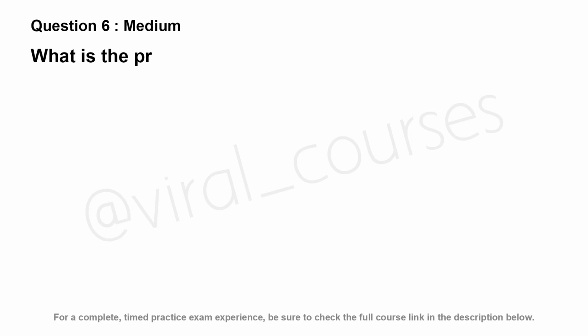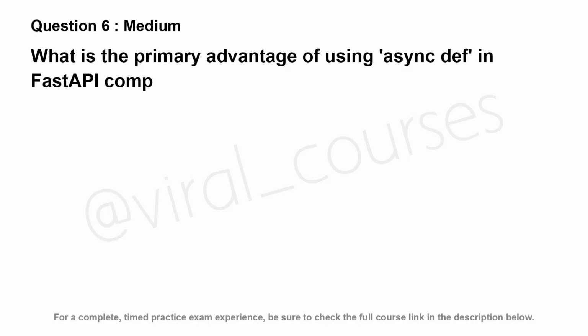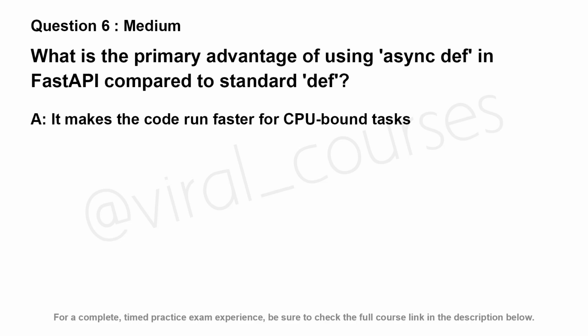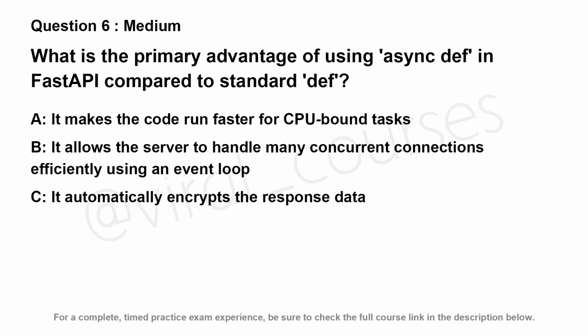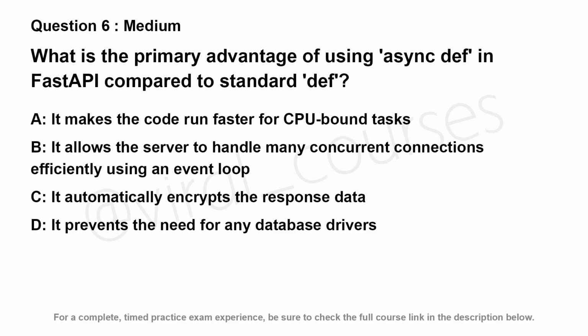What is the primary advantage of using async def in FastAPI compared to standard def? Option A, it makes the code run faster for CPU-bound tasks. Option B, it allows the server to handle many concurrent connections efficiently using an event loop. Option C, it automatically encrypts the response data. Option D, it prevents the need for any database drivers.